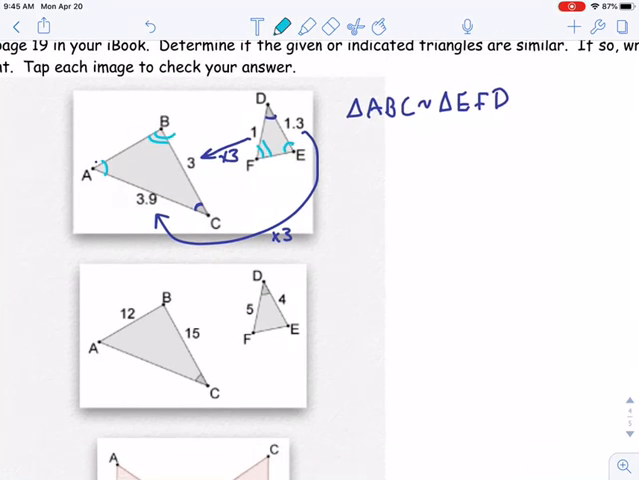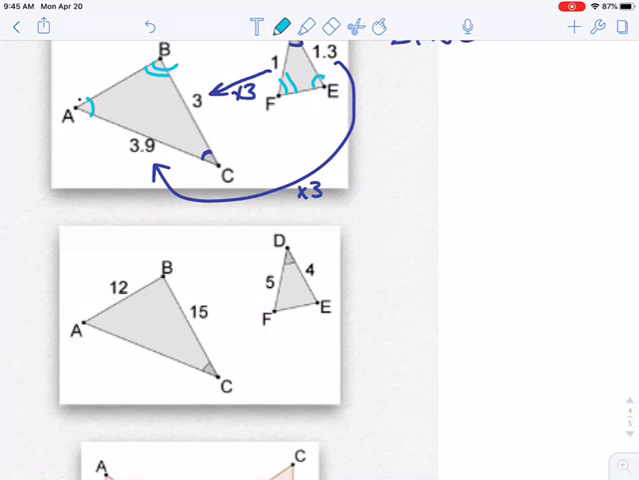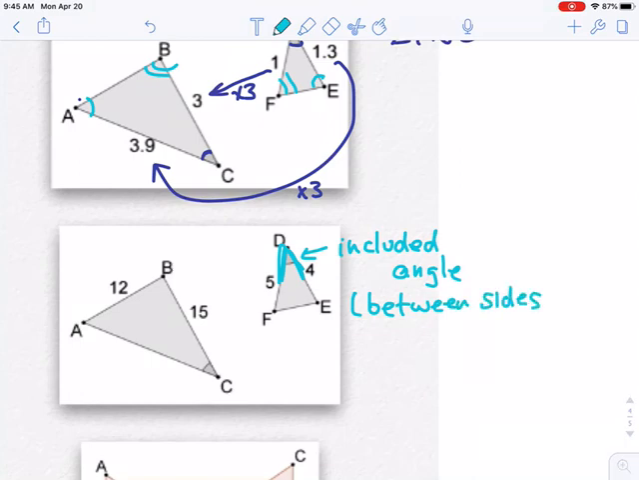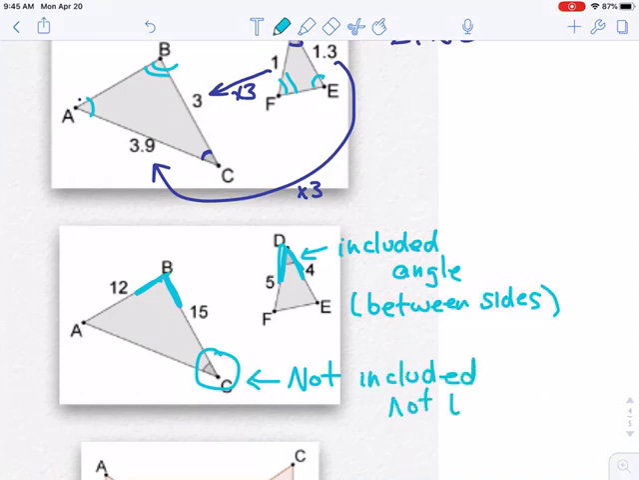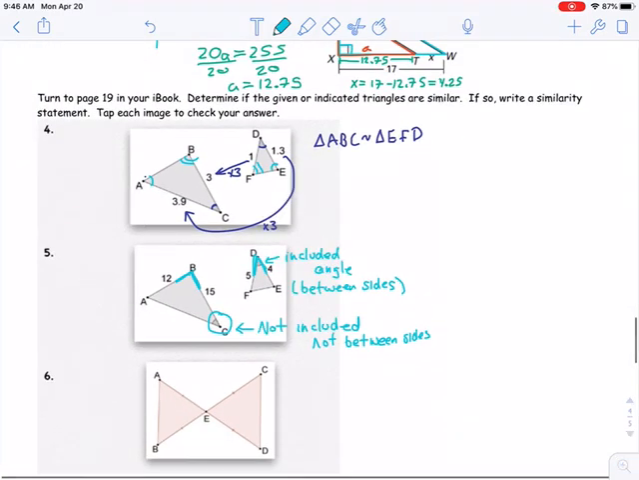And this one right here, I'm not even going to do calculations. Notice how this angle is an included angle. It's between sides. This over here is not included. The 2 given side lengths are not included because it's not between the sides. So I already know this answer is no.